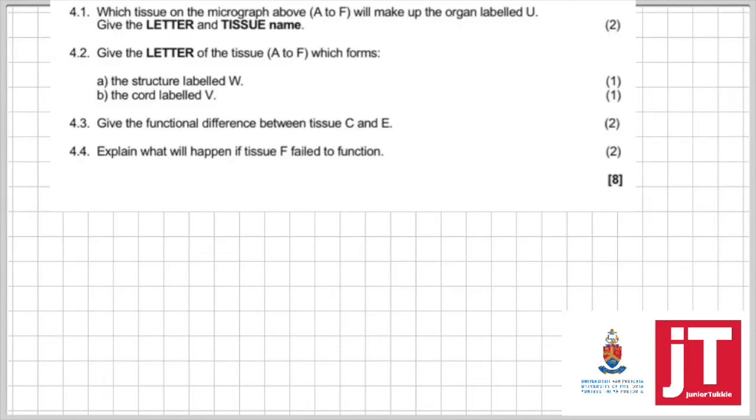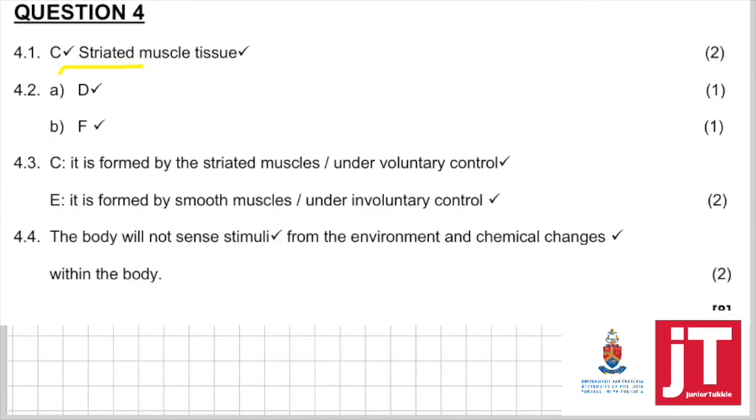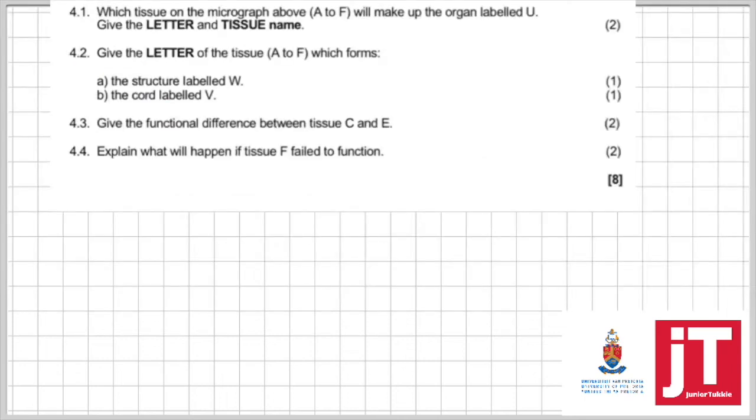Right, 4.2. They only give the letter of the tissue A to F, which forms structure labeled W. Let's go to W now. W is pointing to, if you look, there is a little long line, and around the long line, or where the long line is going through, of course, W is your vertebrae. And your vertebrae, we know, is bone tissue. So they want to know what tissue makes up W, and that's your bone tissue, and your answer should be D.